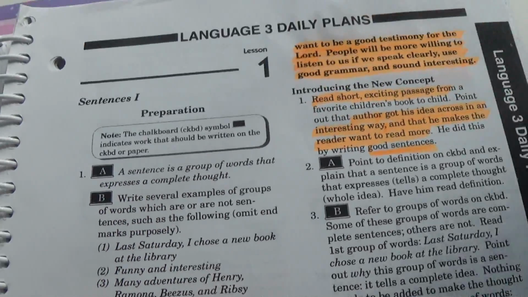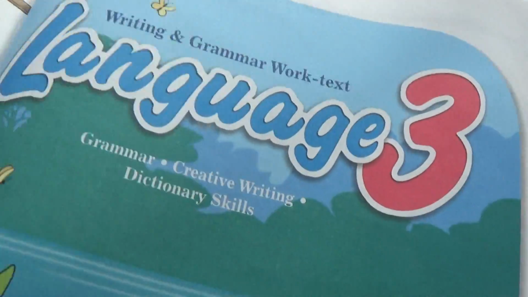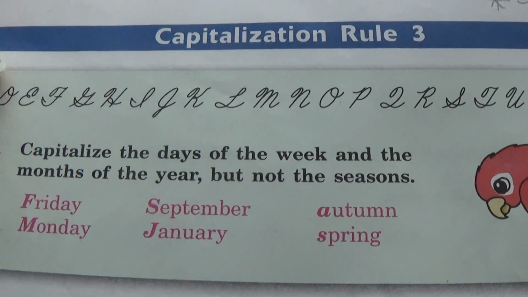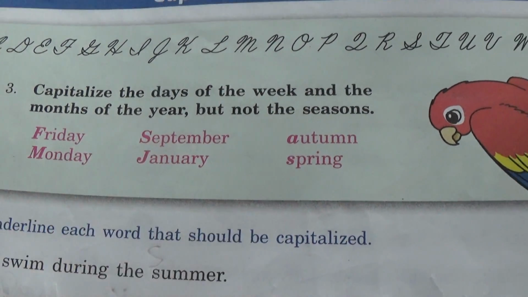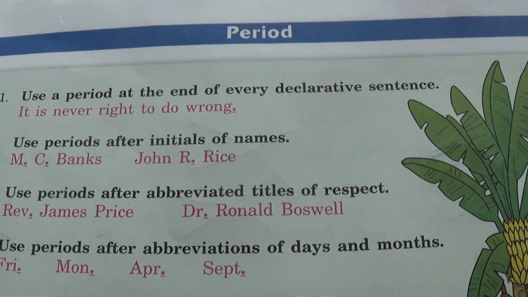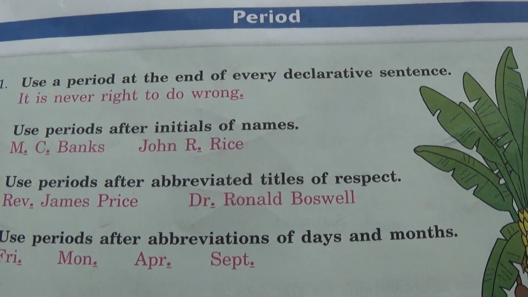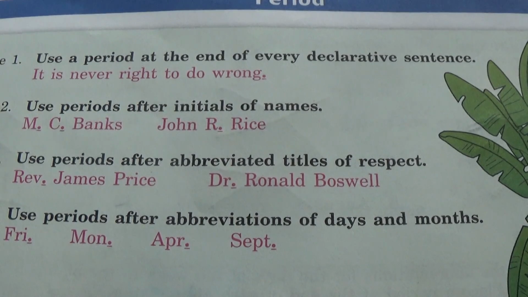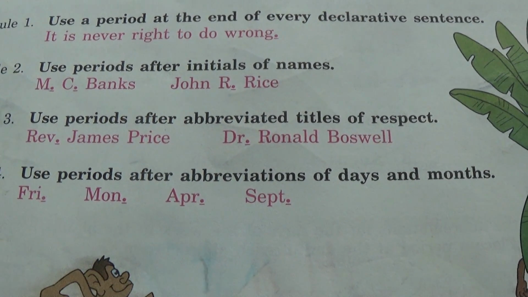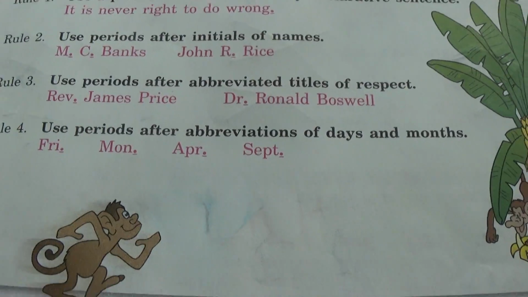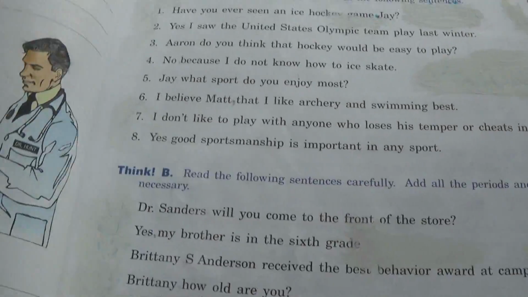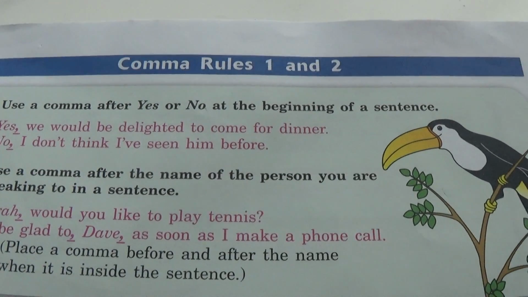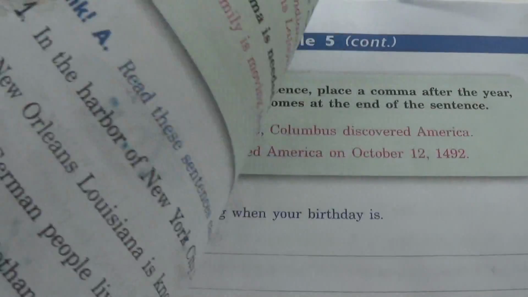And then I'm just going to go through this workbook and show you basically some of the things that we did. Okay, we learned the capitalization rules, capitalizing the days of the week, months in the year. And here, this one, are rules of periods. So use a period at the end of a declarative sentence, use a period in initials, use a period after abbreviated titles, use periods after abbreviations of days and months. Okay, some more practice with periods, and now here we are learning about commas, rules that we learned on commas.